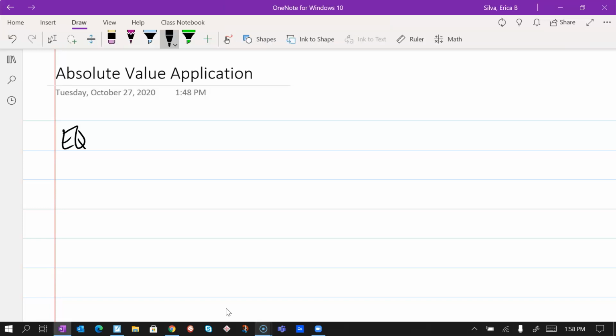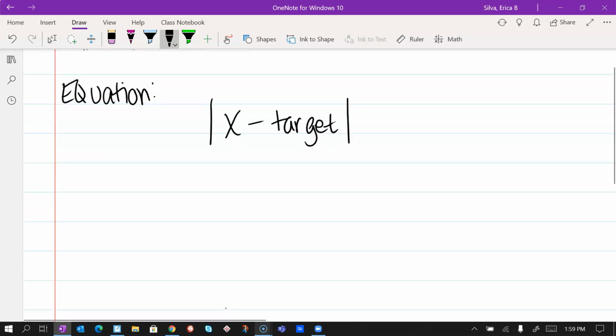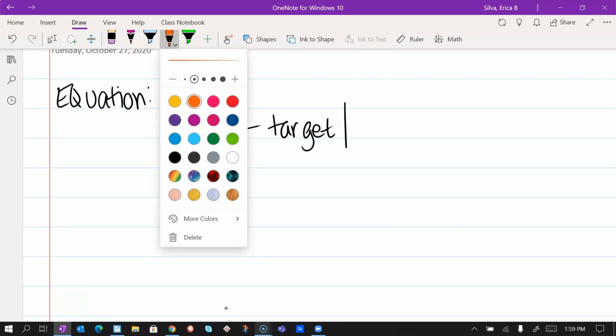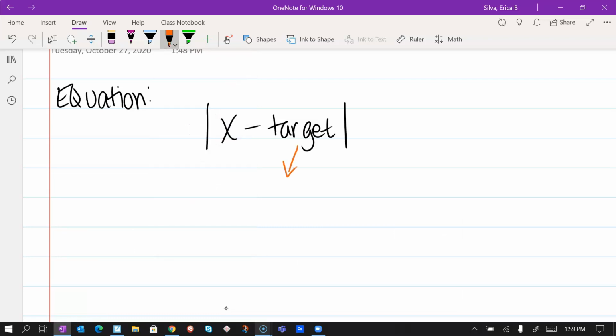The basic equation for absolute value is we do the absolute value of x minus a target. And the target is basically what we want. So this is a set value.